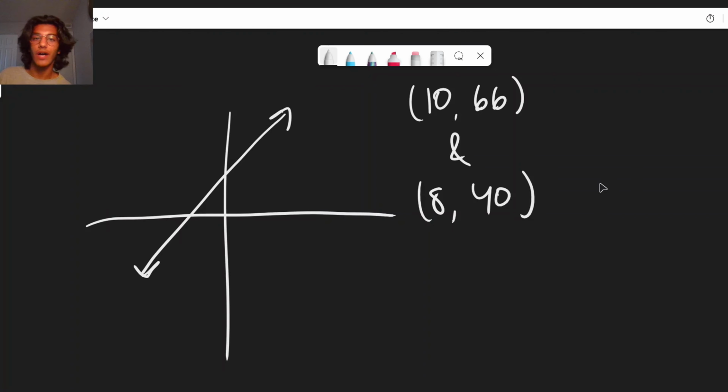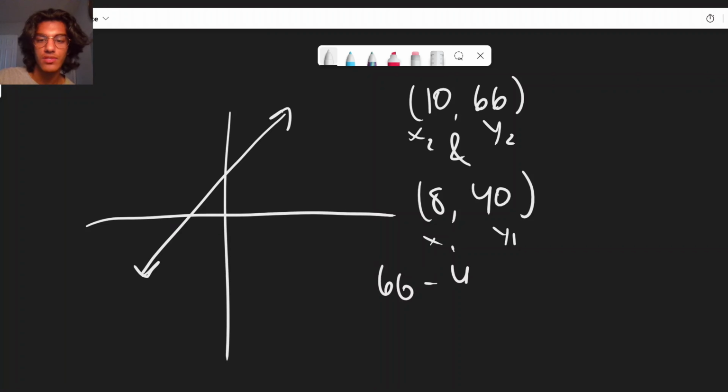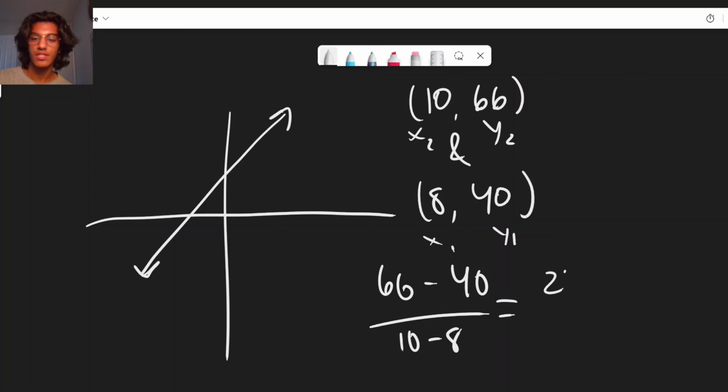And if you remember, it's the rise over run, aka y2 minus y1 over x2 minus x1. So let's say this is y2, and this is x2, and this is y1, while this is x1. Okay, so if we substitute that in, we get 66 minus 40 over 10 minus 8. Okay, simplifying that, we get 26 over 2, which can be simplified to 13. That is your rate of change, $13 per hour in this scenario.